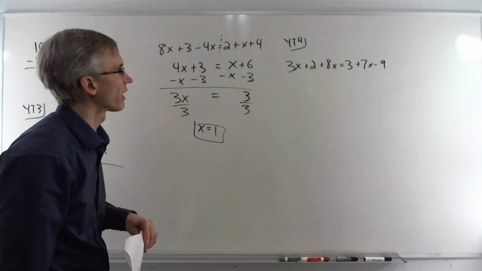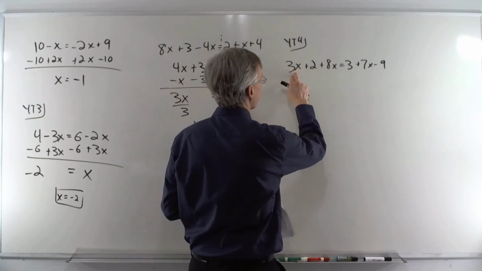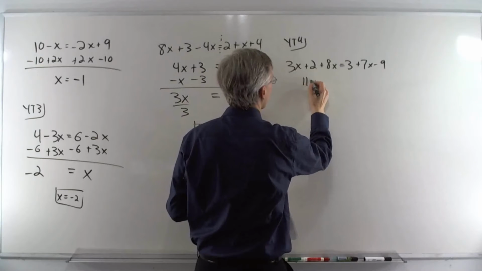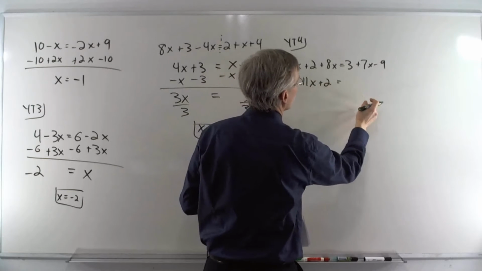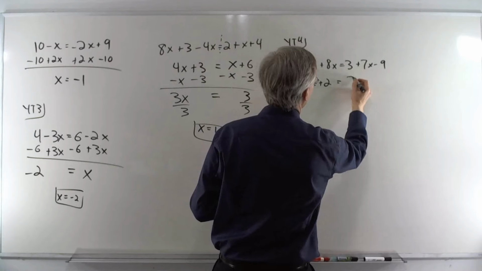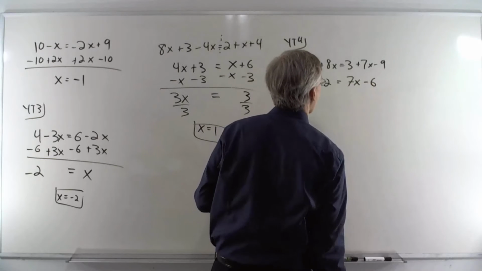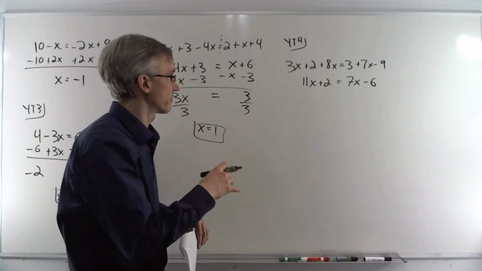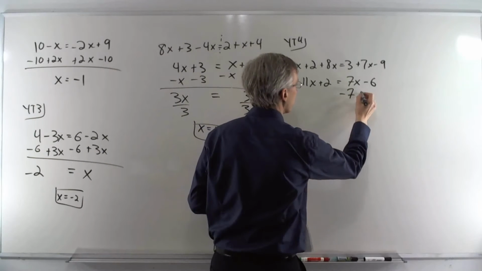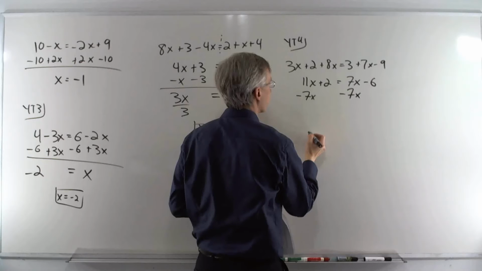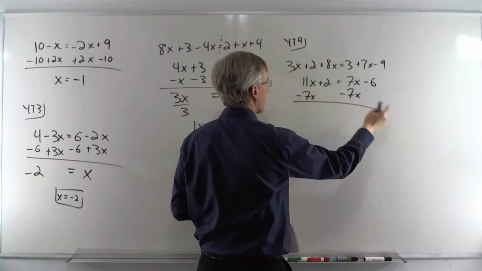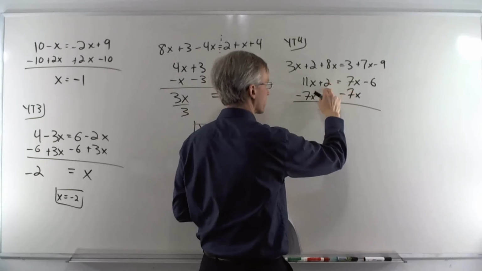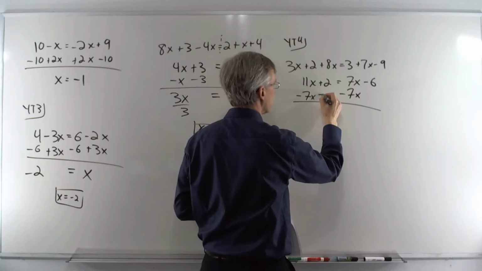So number 4, we've got like terms here, 3x and 8x, that's 11x. And over here we got 3 minus 9, that's 7x minus 6. Now we've got positive x terms, so I'm going to subtract the smaller of the 2, minus 7x, minus 7x. Get all the x's to the left, we want all the numbers to the right, so you can get rid of that positive 2 by subtracting it.